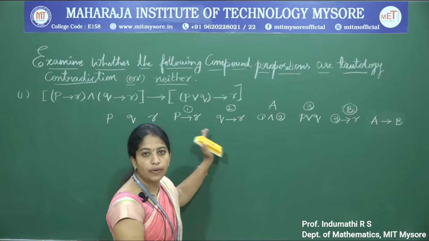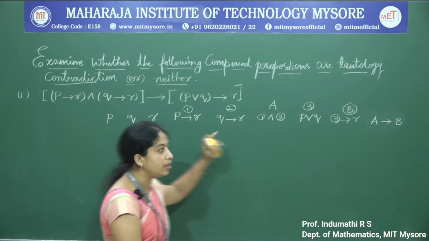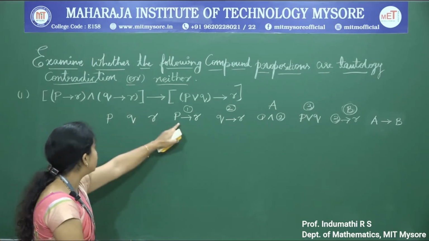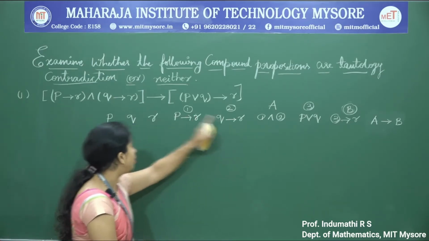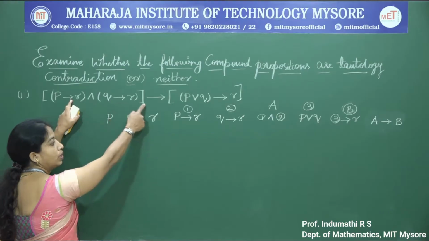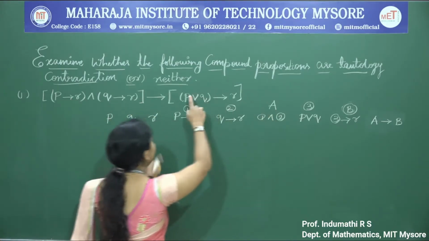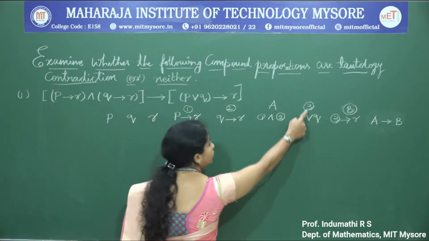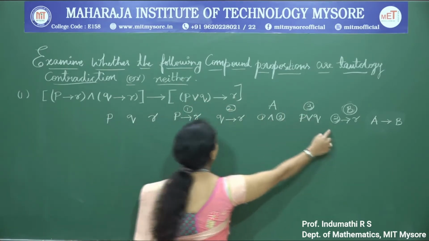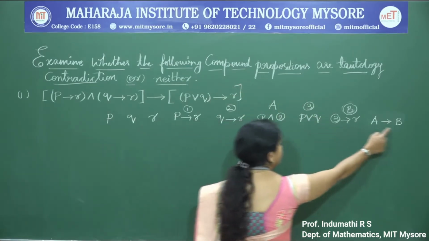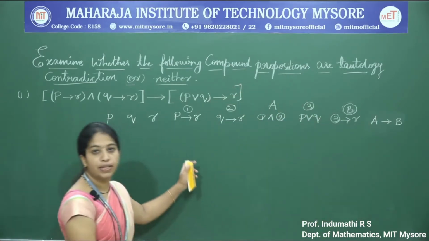Now first we have to write what are all the terms we need. There are totally 3 statements, P, Q, R. We need P conditional R, Q conditional R, then 1 conjunction 2. This is the LHS part, the first part. Denote that first part by A. Then P disjunction Q. Denote this by 3. Then 3 conditional R. This is the second part. Denote it by B. Next is A conditional B.